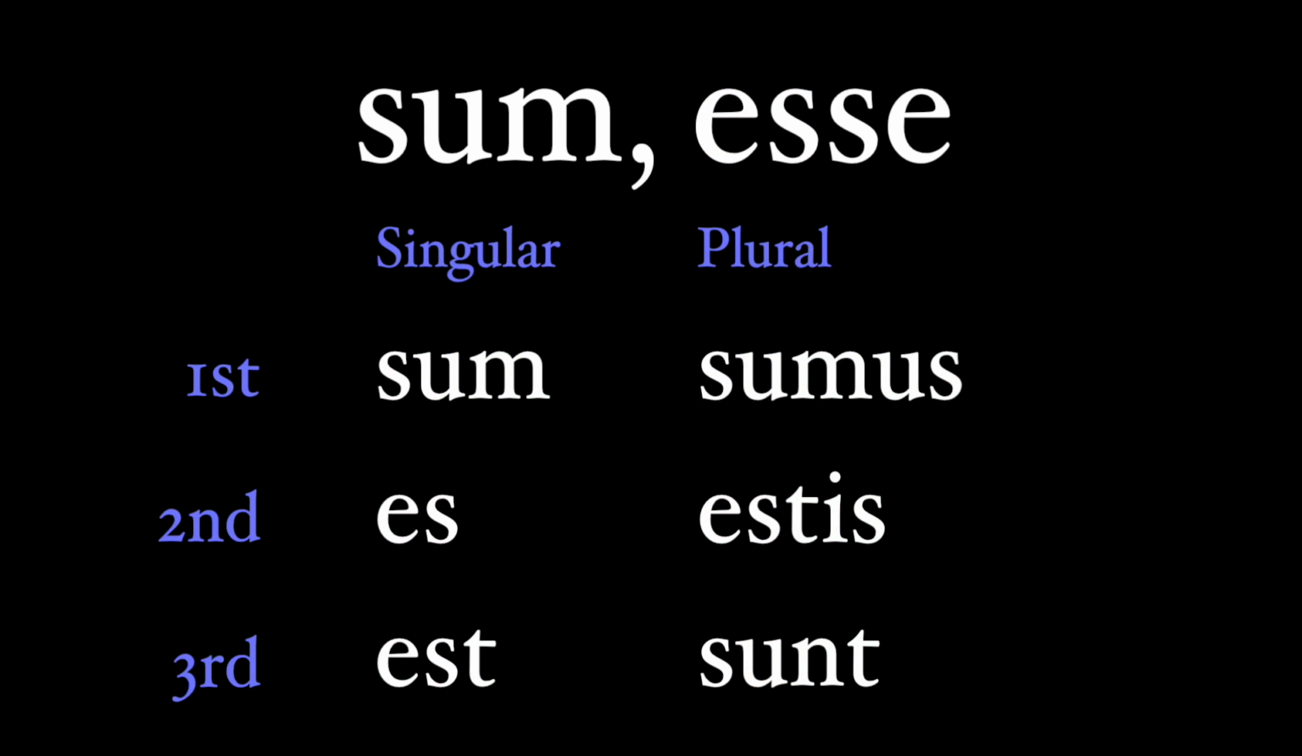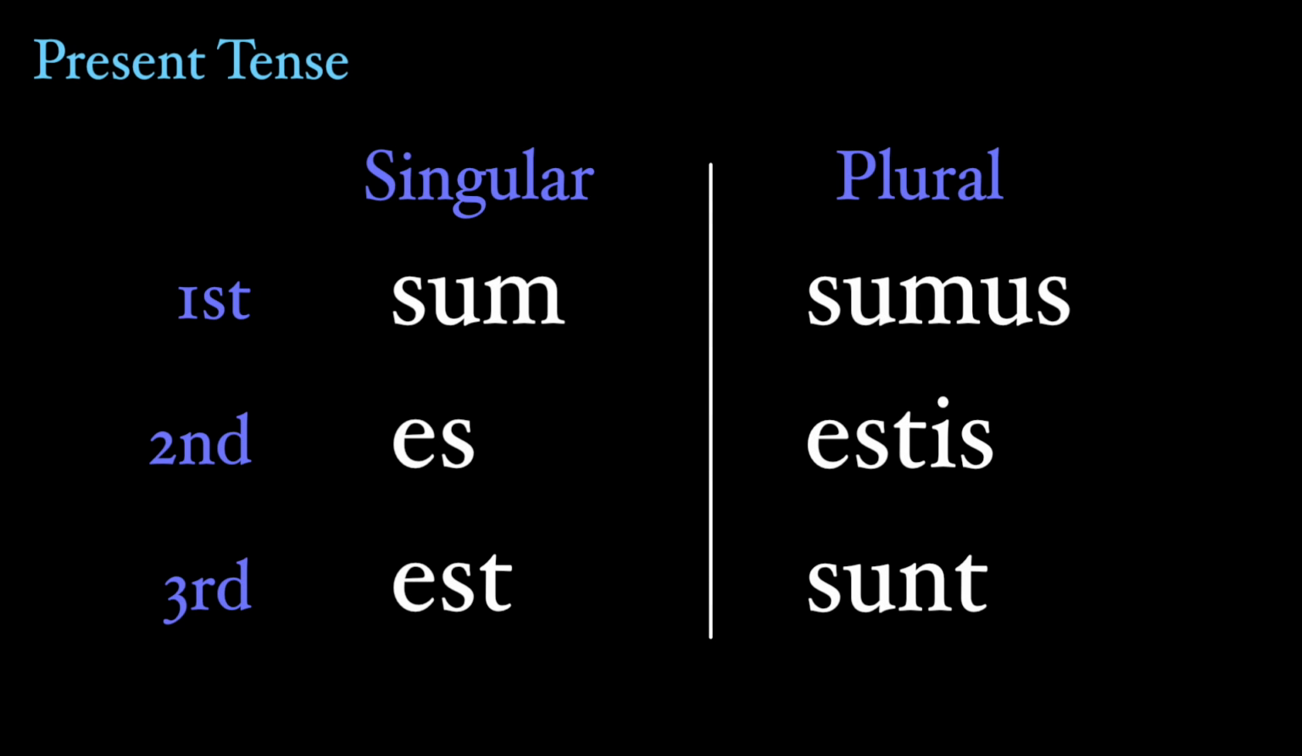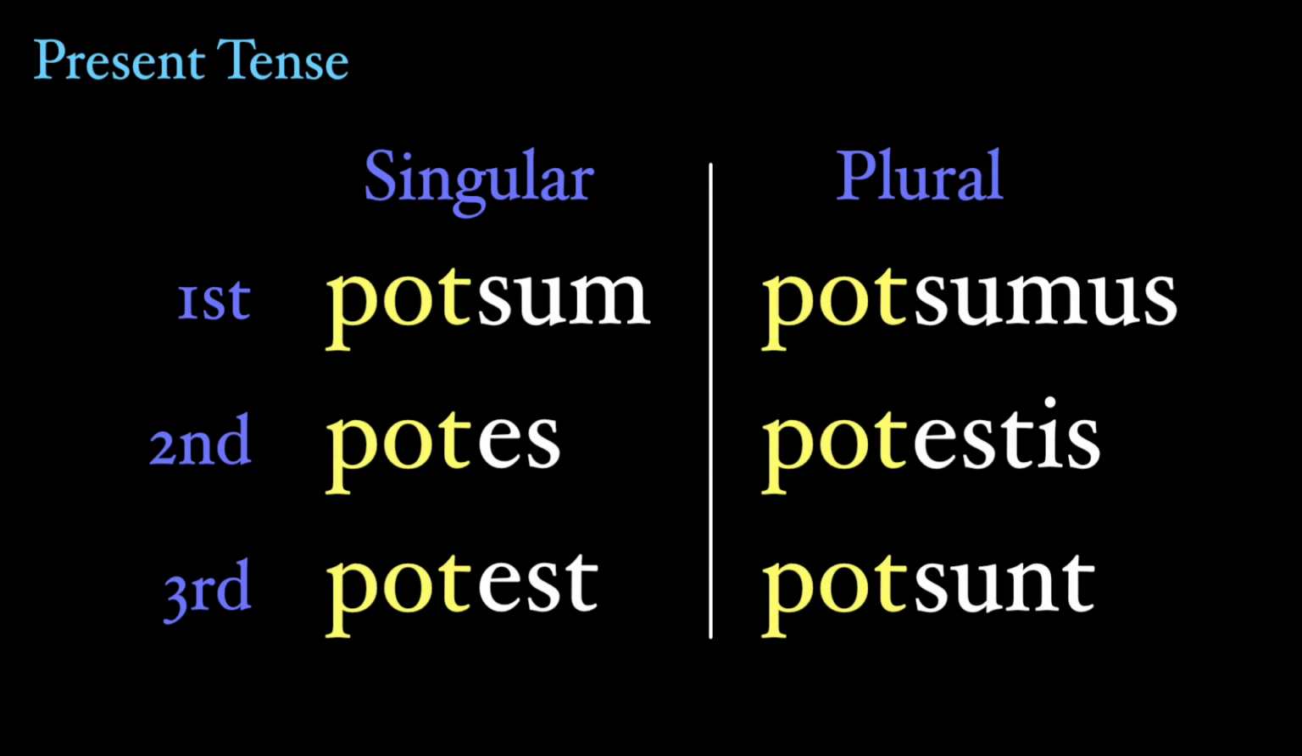That's sum. The verb possum is actually a compound of sum. It's the adjective potis, which means able, added to sum, which means I am. Smush these two words together and you get possum, literally I am able. So to start looking at the present tense conjugation of possum, we will first list out the conjugation of sum. So here, sum, es, est, sumus, estis, sunt. And to this we add the prefix pot. That's the part of the word that means able in Latin. So we have potsum, potes, potest, potsumus, potestis, potsunt.